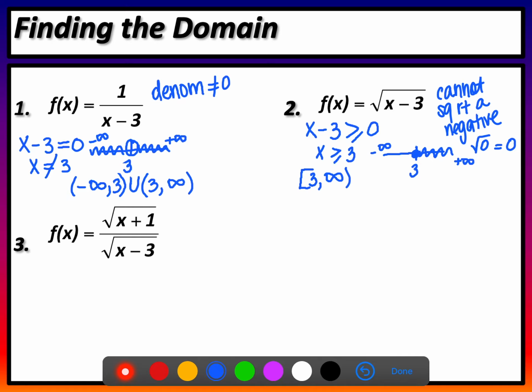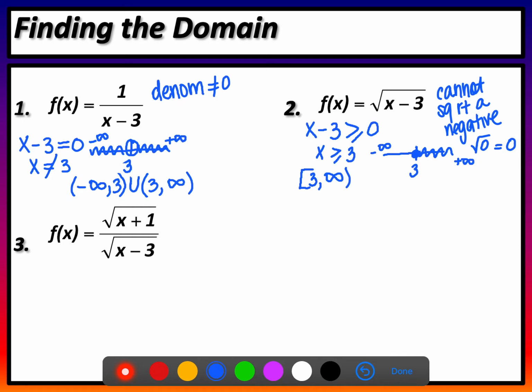because I have to make sure that what is underneath the square root does not become negative, and I do that by limiting it to be greater than or equal to 0. Okay, now example 3 is going to put both of those concepts together.